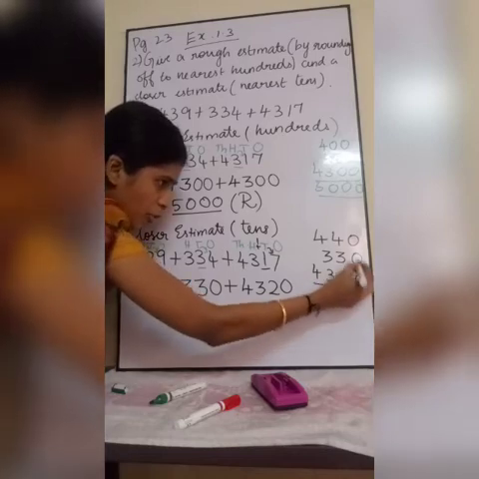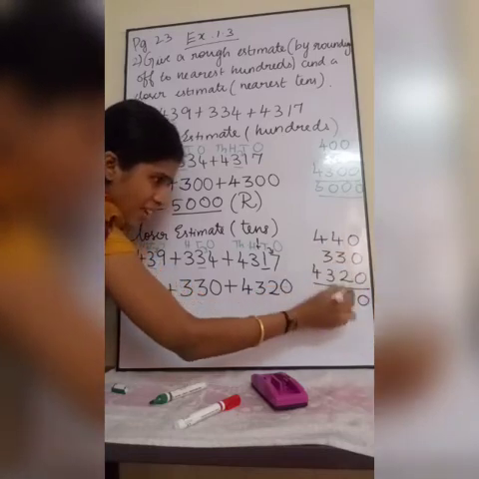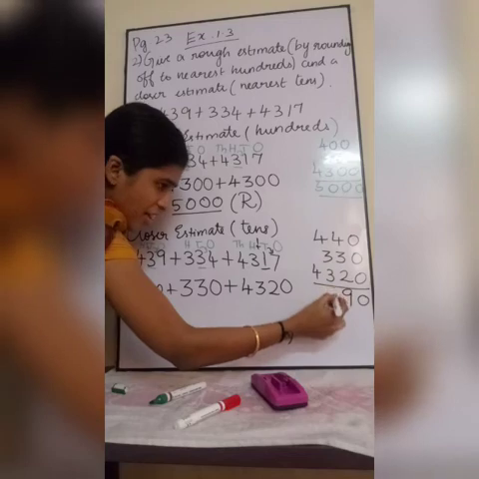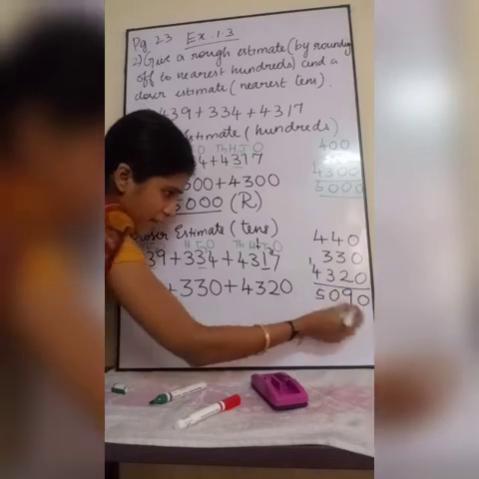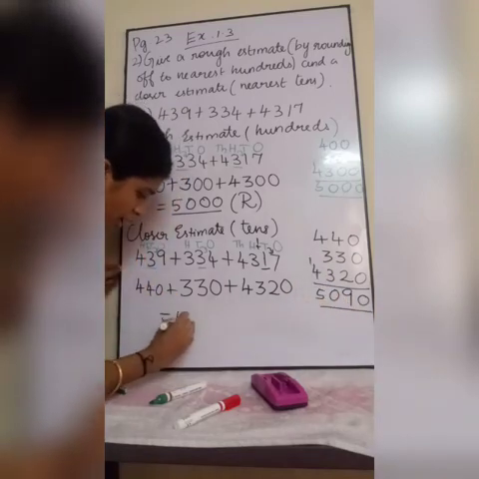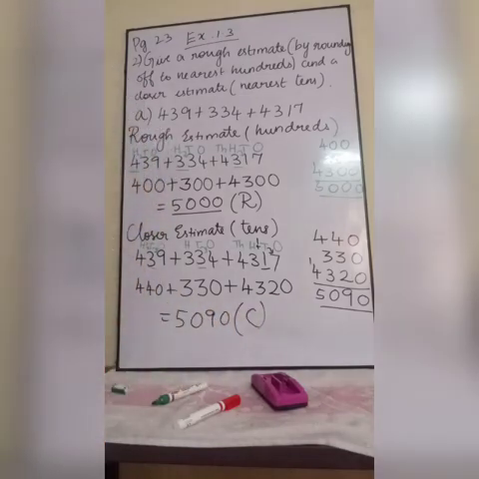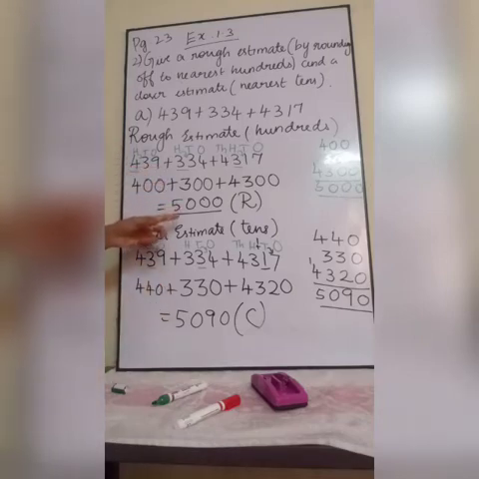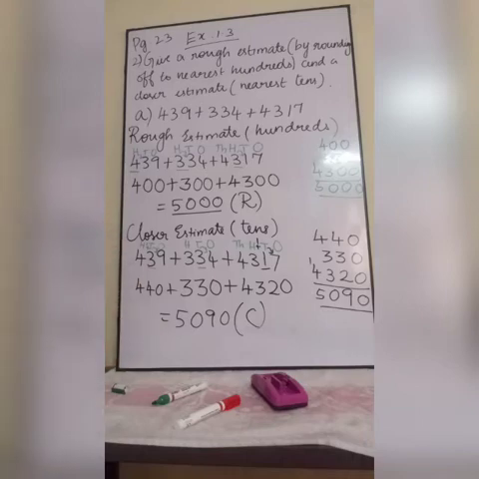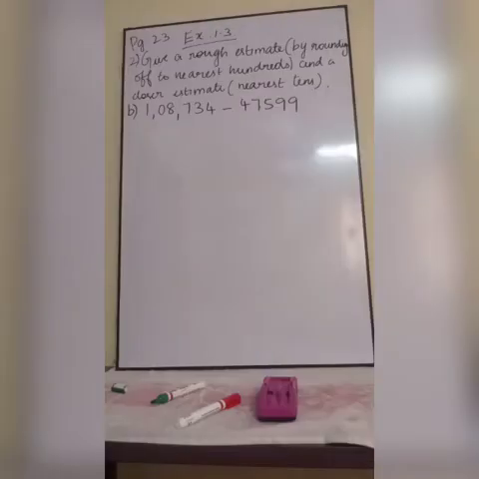Now I am going to add 0, 7, 9, 7, 10, 1, 5. So the answer is 5090, which is my closer estimate. So you can see the difference between the rough estimate and your closer estimate. Rough estimate is 5000 is my answer. Closer estimate is 5090 is my answer. Understood? This is your B question.